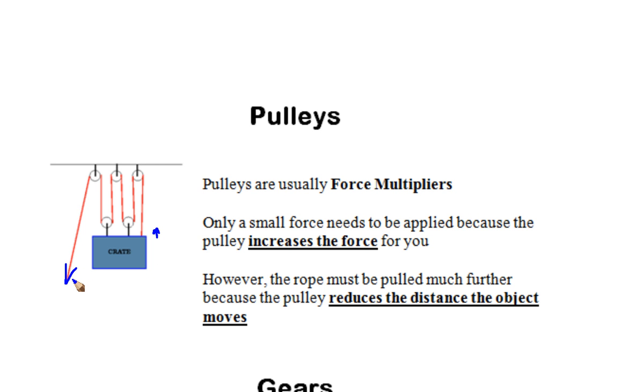So what it's doing is increasing your force. You're getting a big enough force to lift this really insanely heavy object, but it's reducing the distance. The crate only moves a tiny little bit. So that's an example of a pulley. Alright, and we'll have a look then at gears.